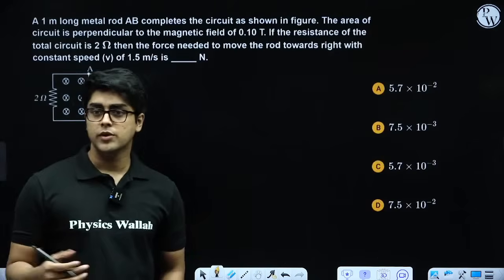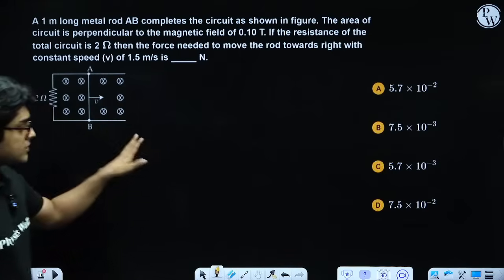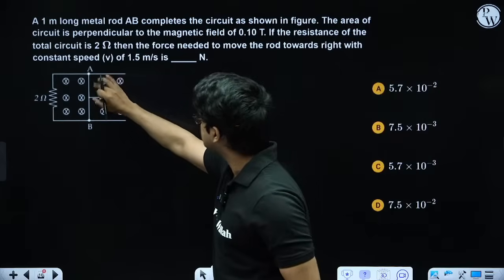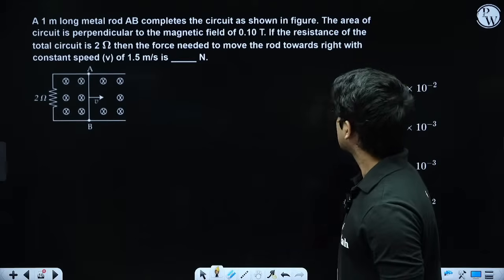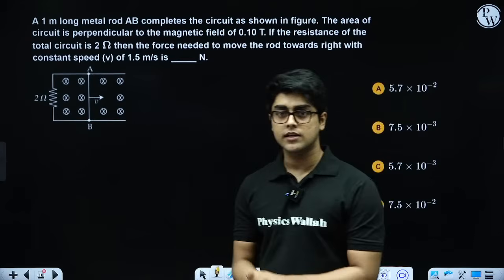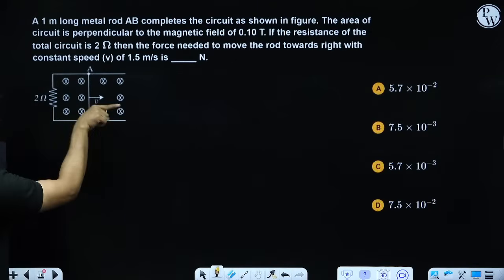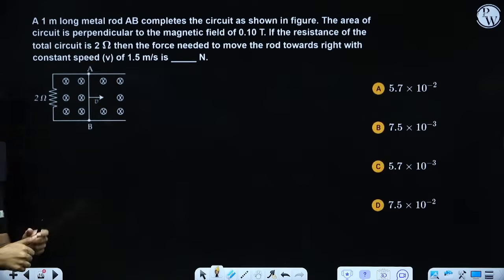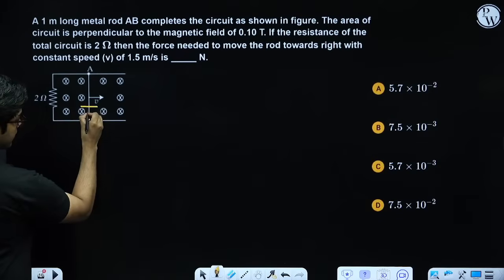So I guess we can pick up a little speed. This is a typical motional EMF example. We have a 1 meter length rod moving with a speed v. In this situation, the motional EMF will start acting, and the direction of the battery is given to us by V cross B. V is towards the right, B is into the page. If you do V cross B, the positive direction is in the upward direction. So the battery opens up something like this.